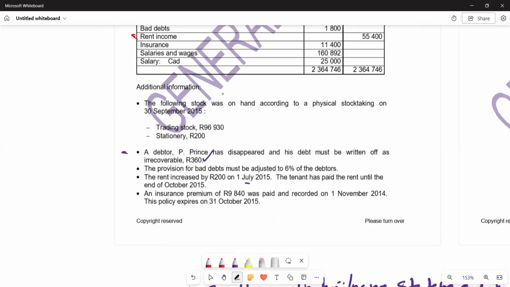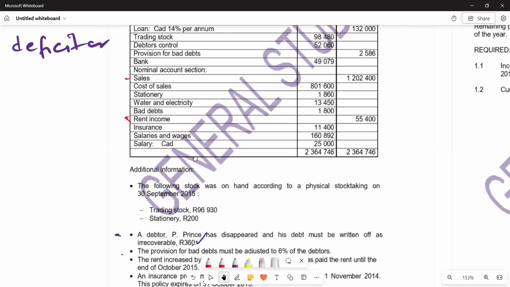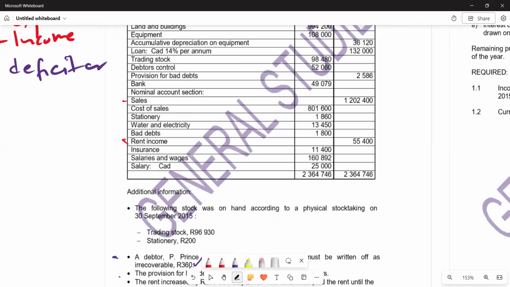And then our next point is saying the provision for bad debts must be adjusted to 6% of the debtors. So we need to calculate this 6% and then compare it to the provision for bad debts for the previous year and identify if it's an increase or a decrease. So first of all, you have to remove this 360, which was written off. So we go to find the balance of debtors that we are given in the list of balances. You would see that debtors is here. We are given 52,060.